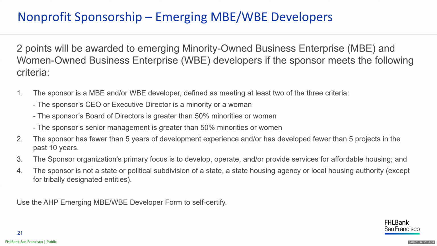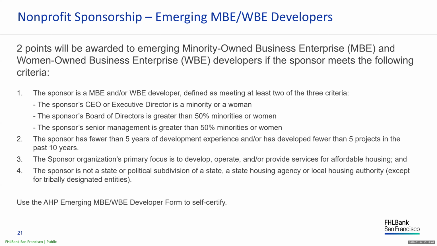2, the project sponsor organization must also have fewer than 5 years of development experience or have developed fewer than 5 projects in the last 10 years. For this year, we have also added 2 additional criteria to receive points. The sponsor organization's primary focus must be to develop, operate, and or provide services for affordable housing, and the sponsor cannot be a state or political subdivision of a state housing agency, or local housing authority, with the exception for tribally designated entities.